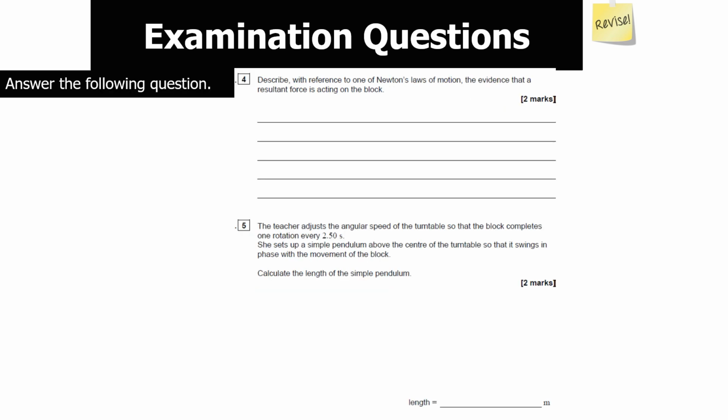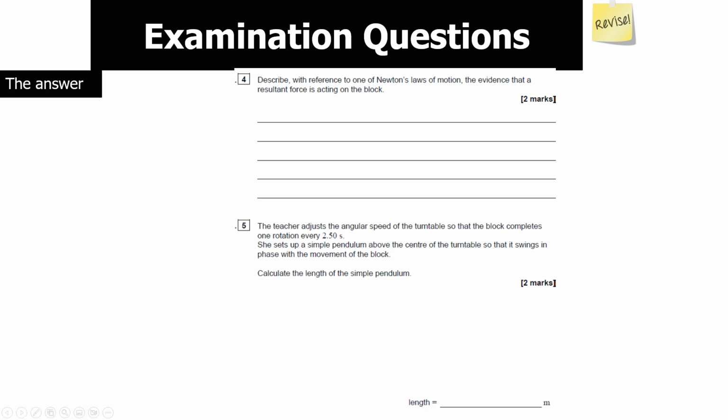Now the next question says, describe with reference to one of Newton's laws of motion the evidence that a resultant force is acting on the block. Then the teacher adjusts the angular speed of the turntable so that the block completes one rotation every 2.50 seconds. She sets up a simple pendulum above the centre of the turntable so that it swings in phase with the movement of the block. Calculate the length of the simple pendulum. So pause the video now, then unpause the video when you want to go through your answer.